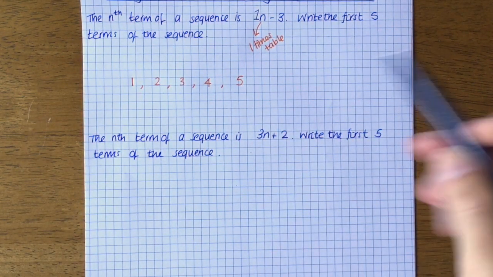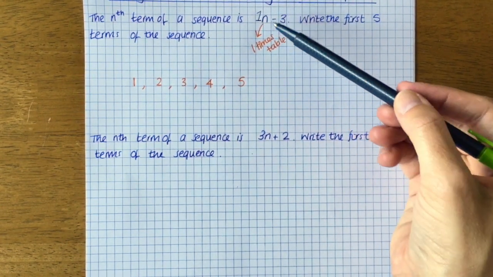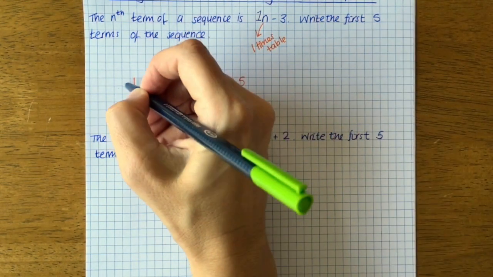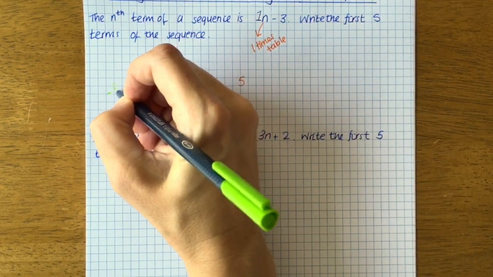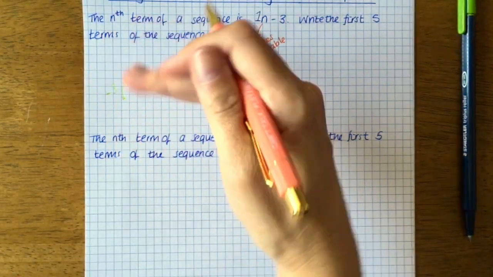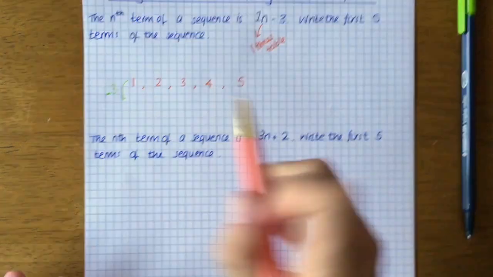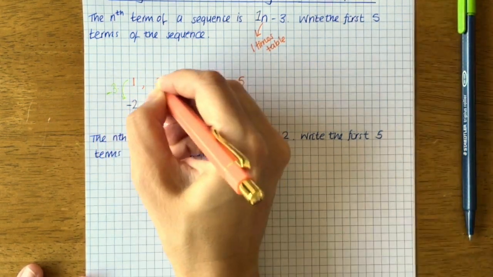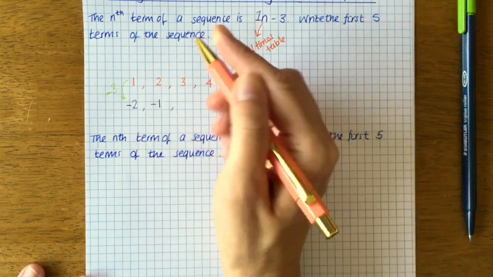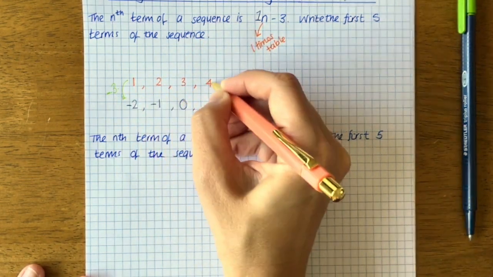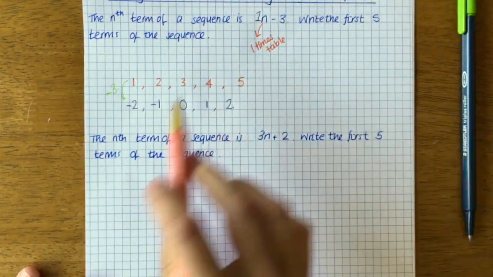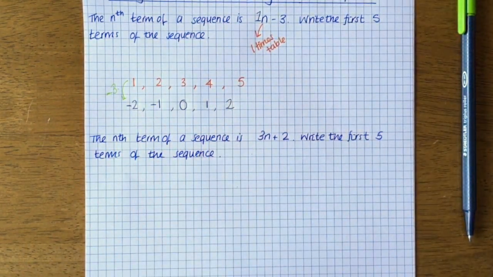But what's happening is it's not just the 1 times table. We've now got to take away 3 from the 1 times table. So my jump now is take away 3. So I've got to take 3 away from each term in the sequence. So 1 take away 3, negative 2. 2 take away 3, negative 1. 3 take away 3, 0. 4 take away 3, 1. 5 take away 3, 2. And that is the first 5 terms of my sequence.